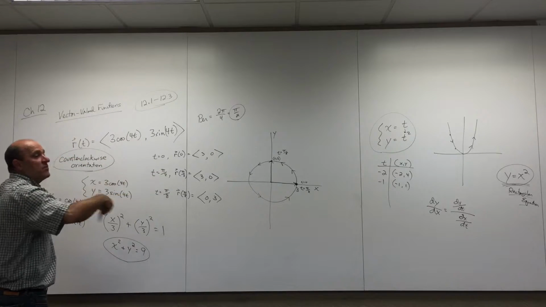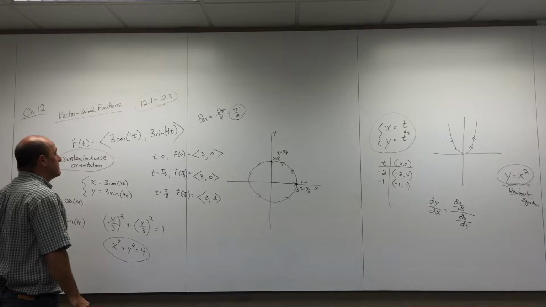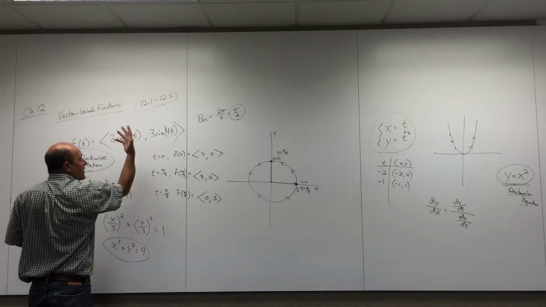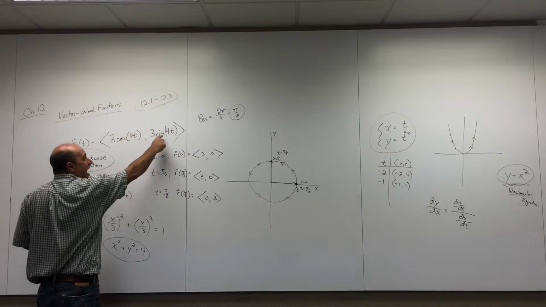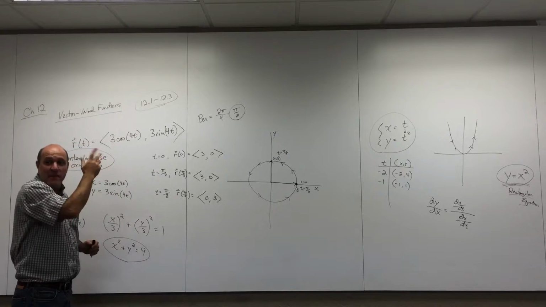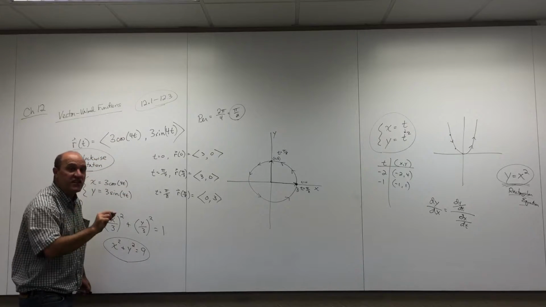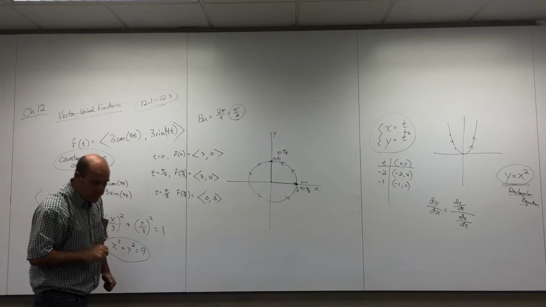What if you wanted this problem to be clockwise? Any ideas? Swap it. Yes, good job. I would switch: if x is sine and y is cosine, that does make it go the other way. That makes you have clockwise orientation. It also makes it start in a different place.